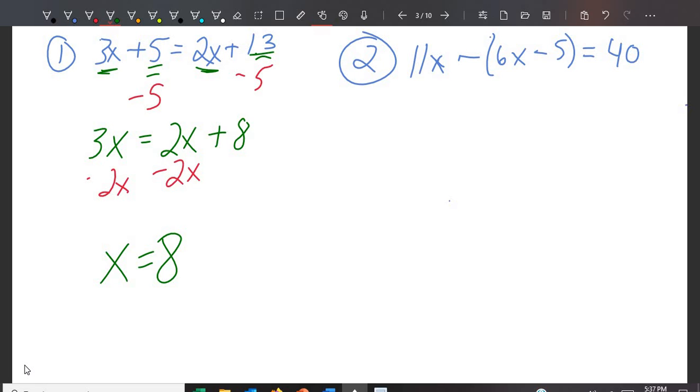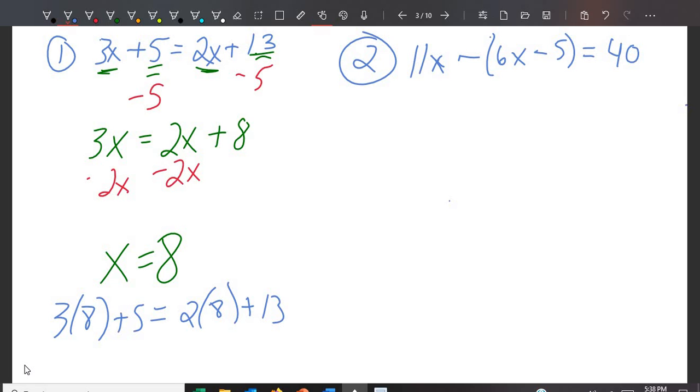If you wanted to check yourself, you could do this. You could put the 8 where the x is on the left side. Put the 8 where the x is on the right side and add them together and see if they equal. You don't have to check it, but you might want to just to make sure.